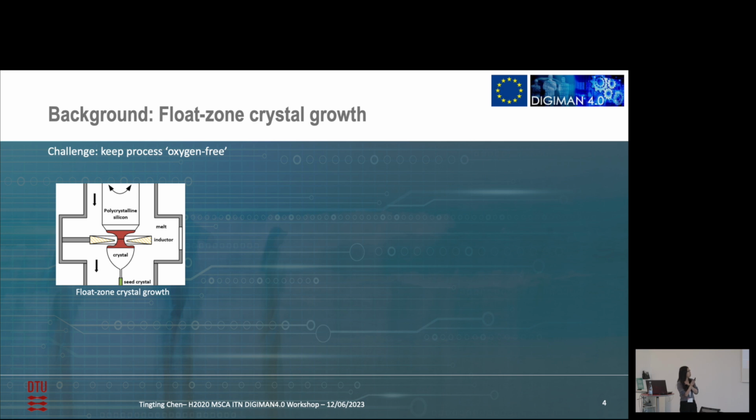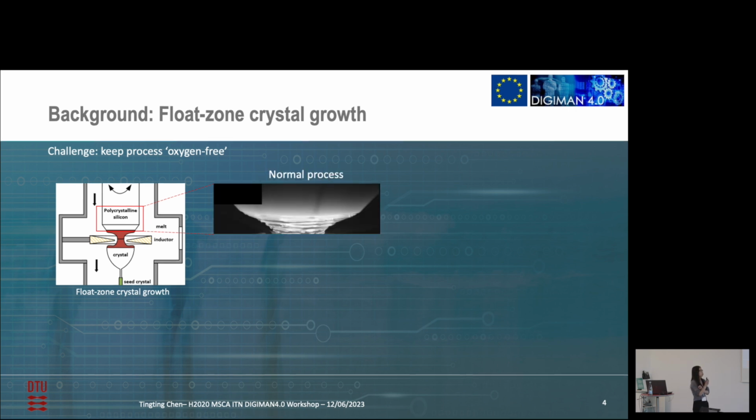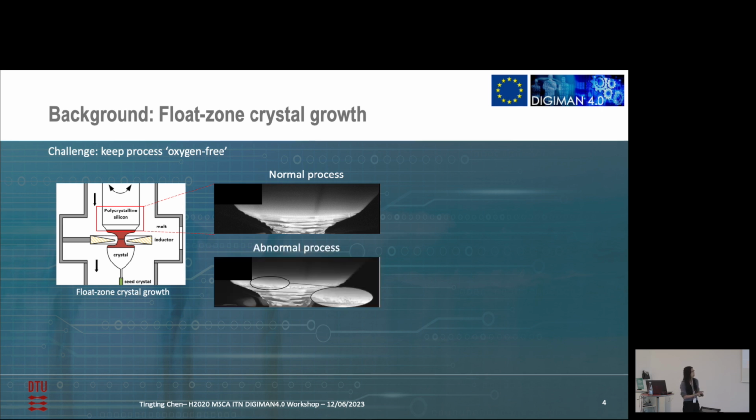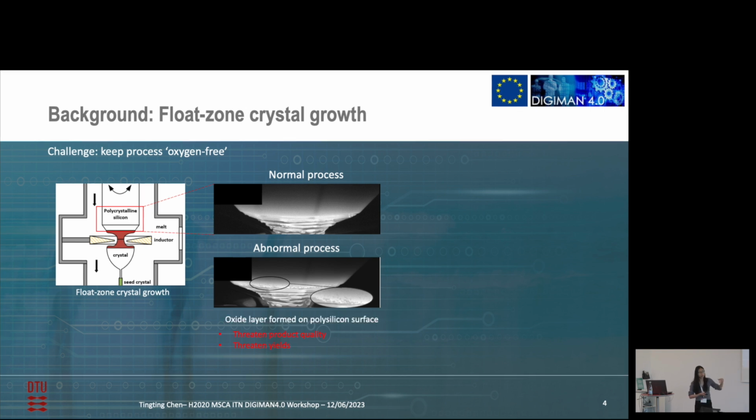It happens often that we observe an abnormal phenomenon on the polysilicon surface. In the normal process, if we look at the image from the vision system, the polysilicon surface normally has a homogeneous intensity. However, because of the interaction with oxide, we observe something abnormal on the polysilicon, and actually it is an oxide layer formed on the polysilicon surface.